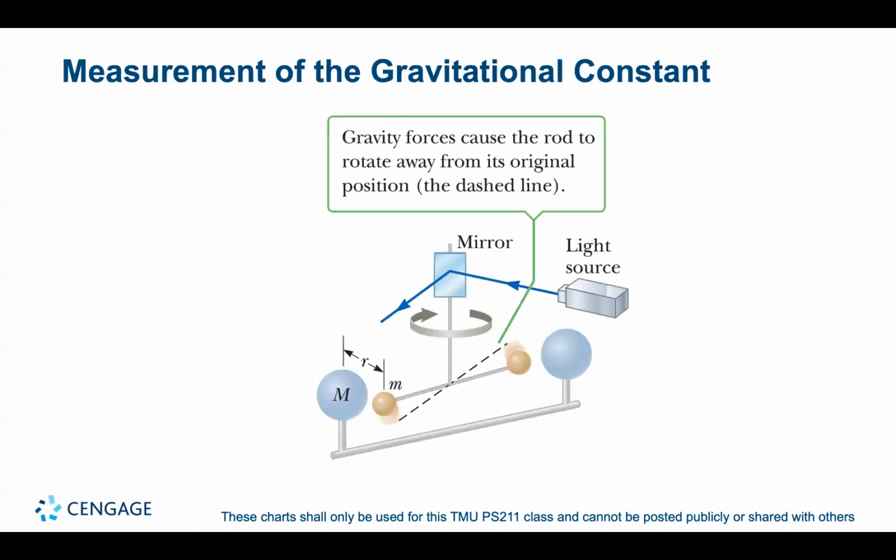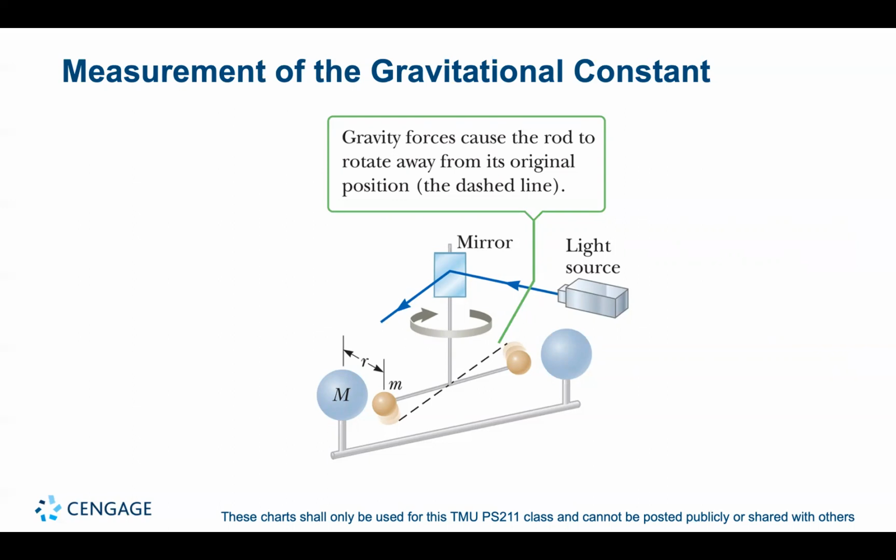Okay, well, let's talk about the measurement of the gravitational constant. In the figure, we have a schematic diagram of the Cavendish apparatus for measuring G. The smaller spheres of mass m are attracted to the larger spheres of mass capital M, and the rod rotates through a small angle. A light beam reflected from the mirror on the rotating apparatus measures the angle of rotation.